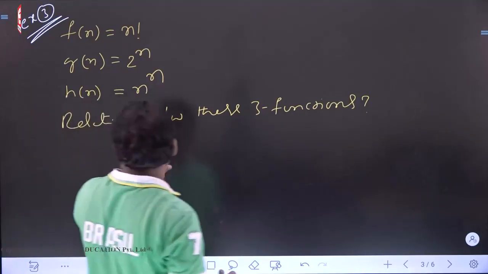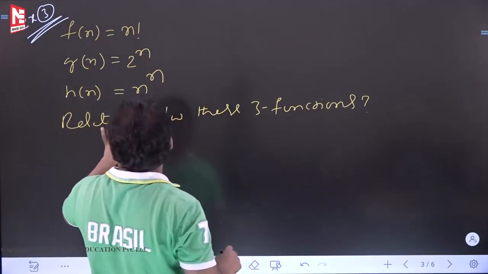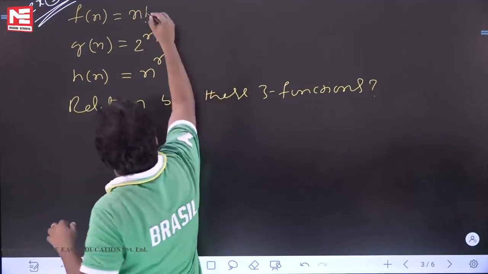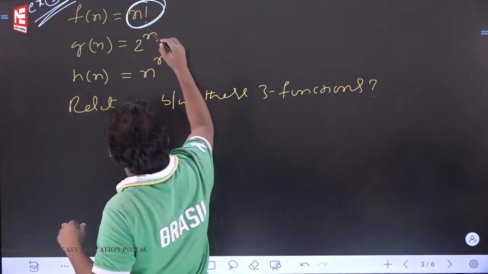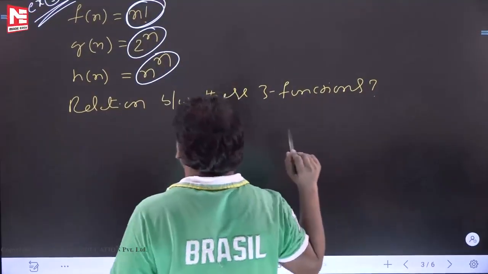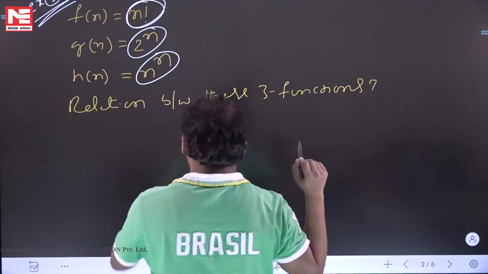Mostly you know the answer for this. If anyone doesn't know, please see once. There is n factorial, 2 power n, and n power n. Totally three functions are there. We have to find out the relation between them. I will try this.